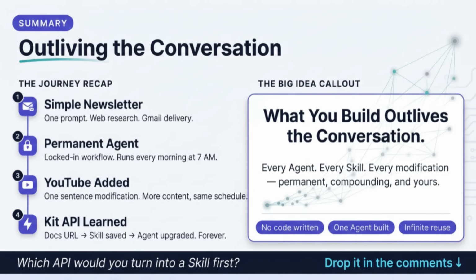So to wrap up, we went from a simple newsletter to a permanent agent, scheduled it daily, added YouTube, and taught it the Kit API just from a documentation URL. That is a jump from a useful chat to persistent know-how that outlives the conversation, all with no code written.